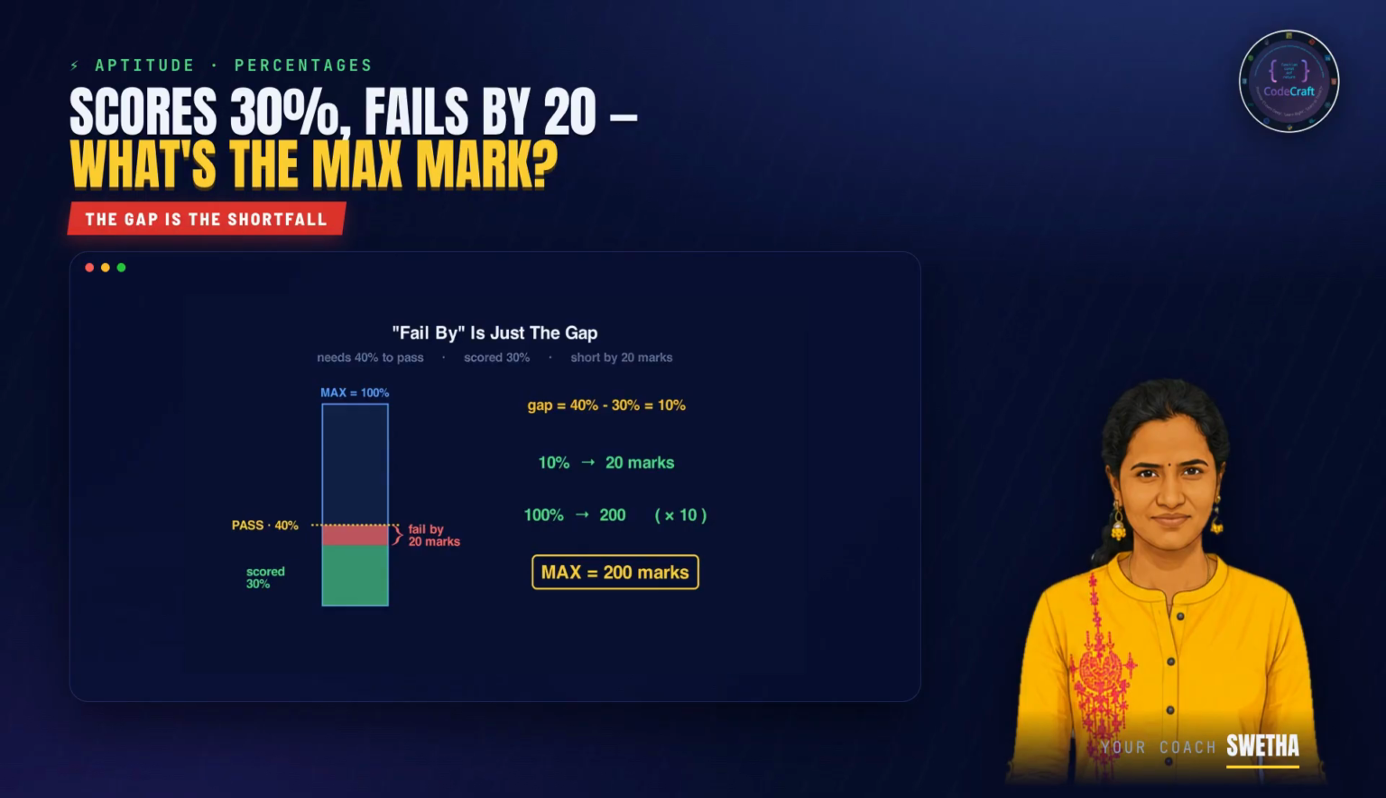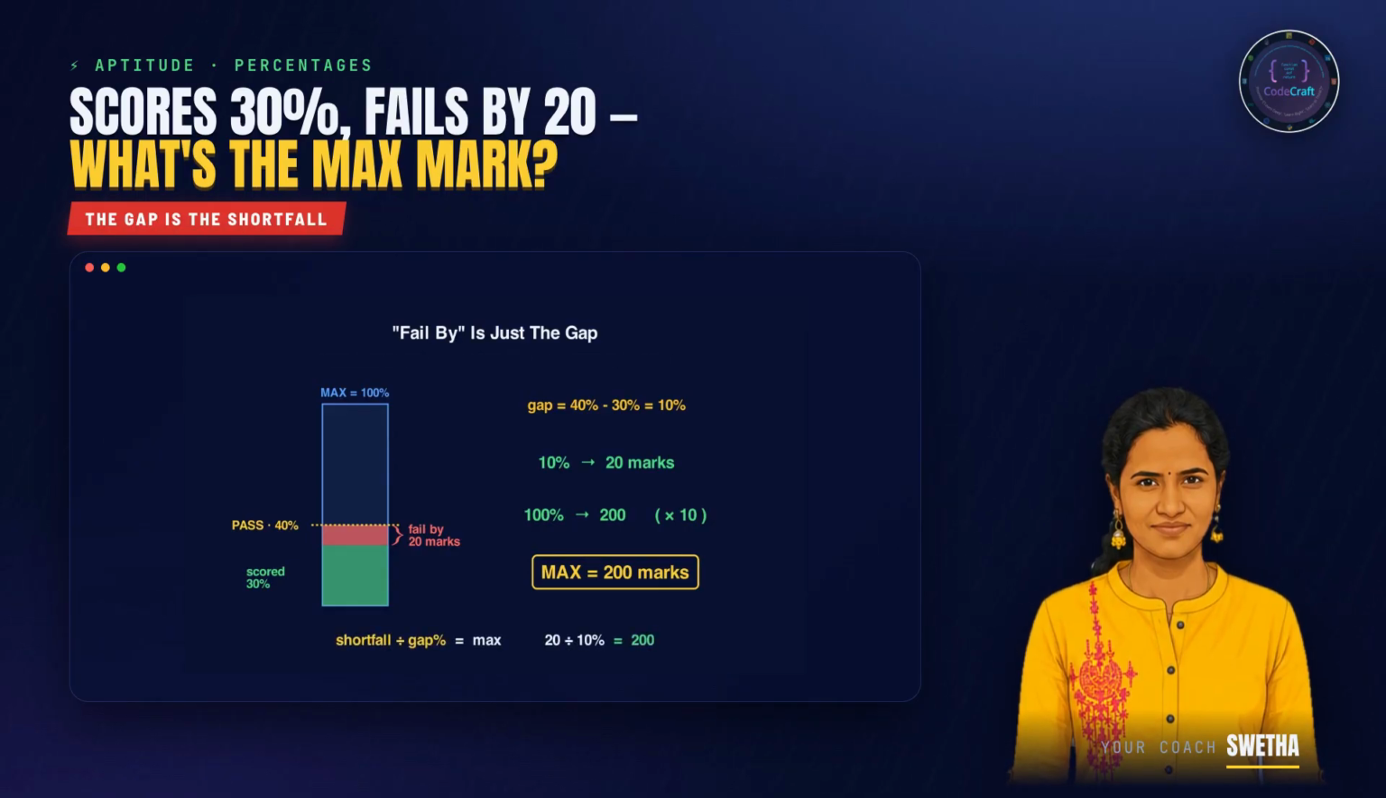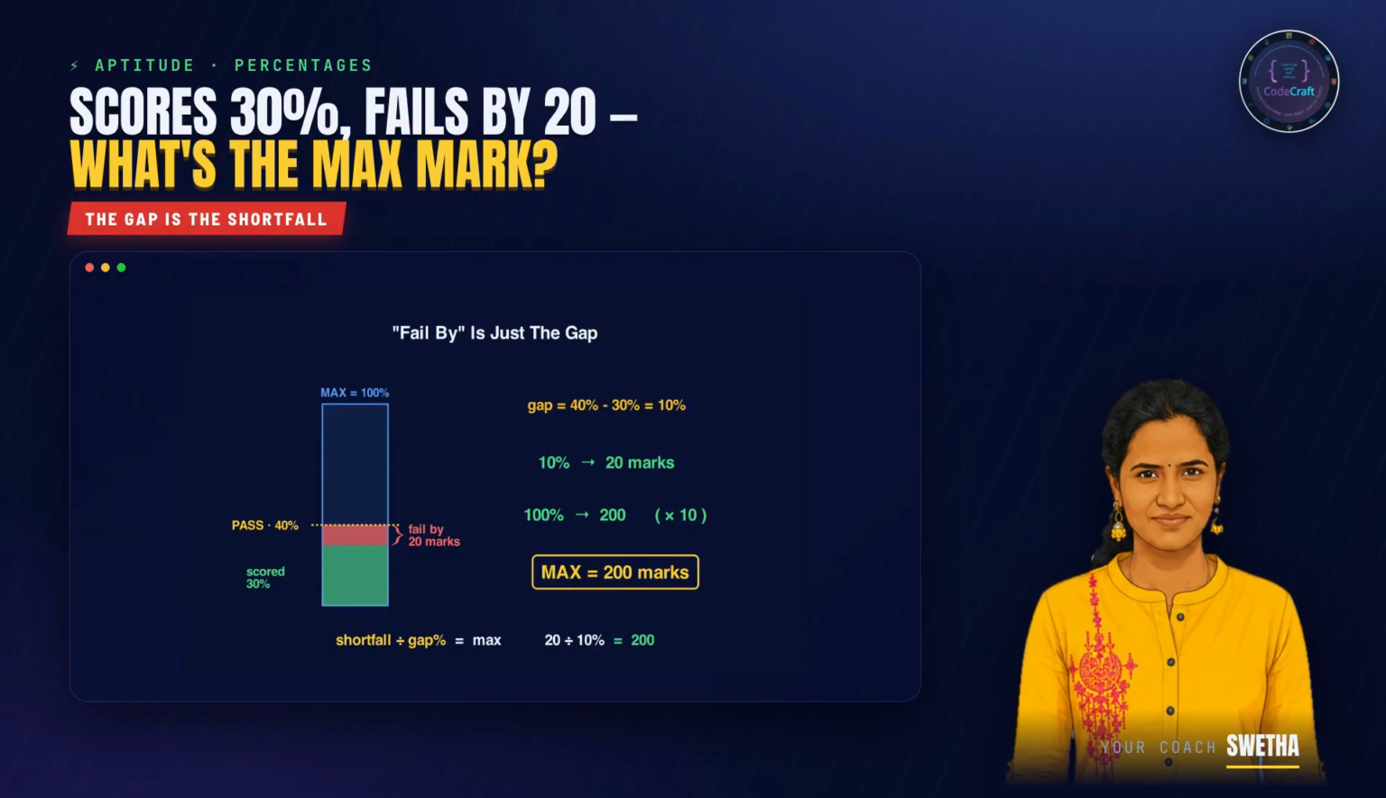And that slice is the gap to the pass line. So the rule is simple. The shortfall divided by the gap percentage equals the max.